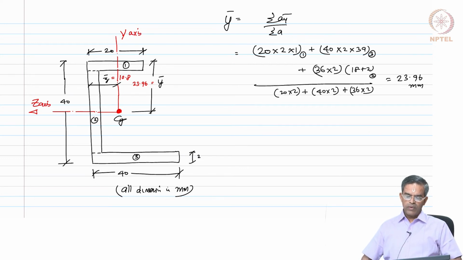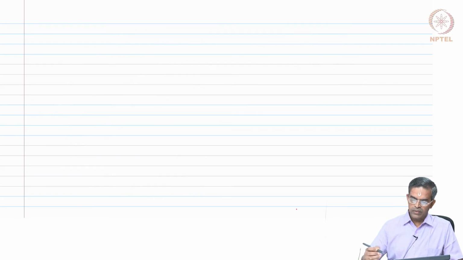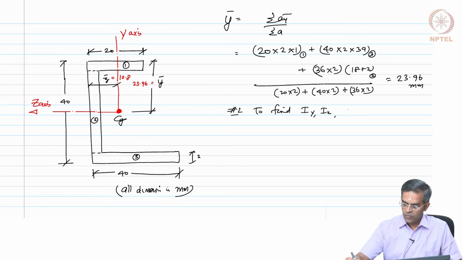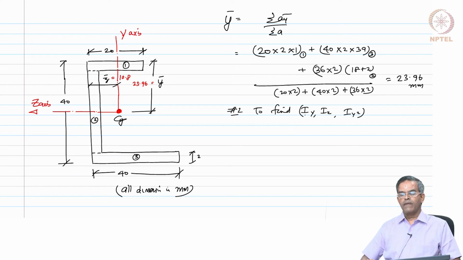Okay. I also want to find the moment of inertia of this section, because I want to locate the principal axis in the unsymmetric section, is it not? So, the next step, step number 2, is to find Iy and Iz, and of course Iyz for this section. Then only I can locate the principal axis. Okay. I can write Iz directly here.